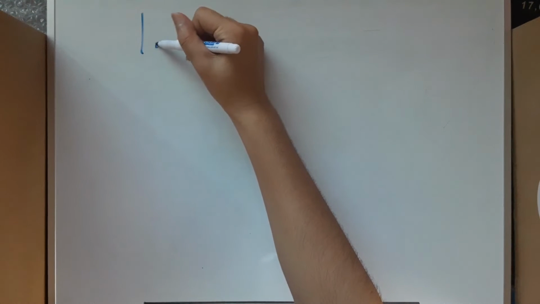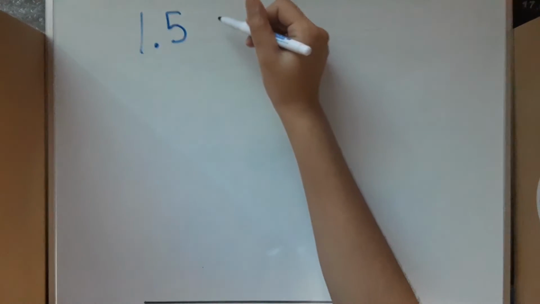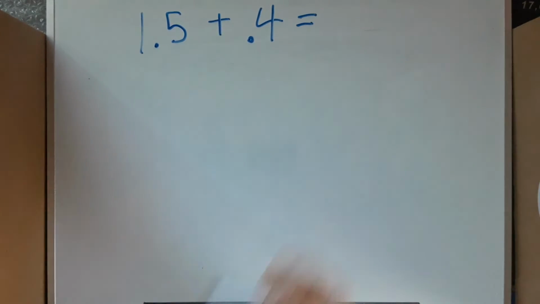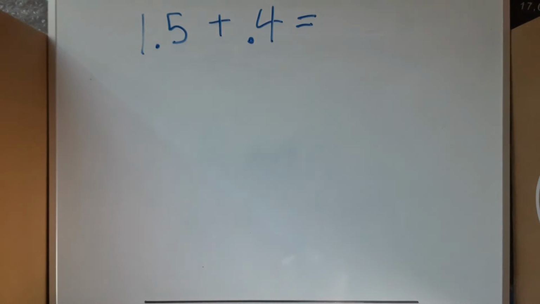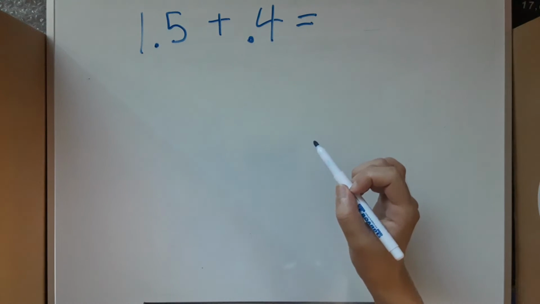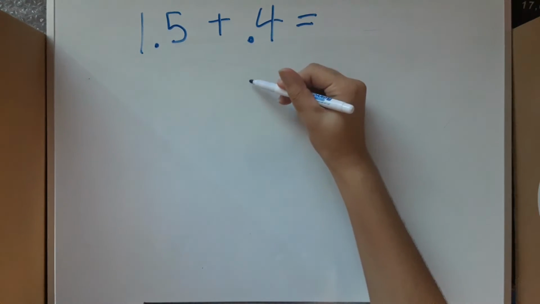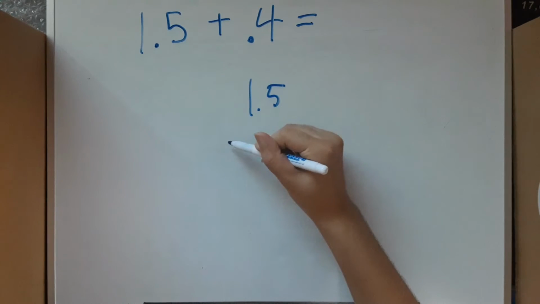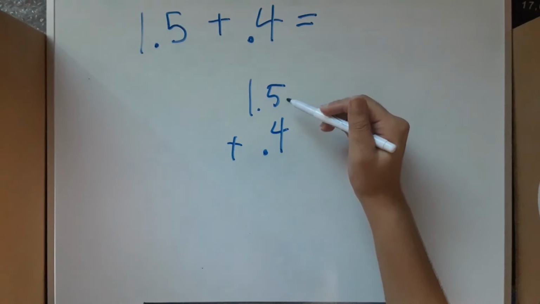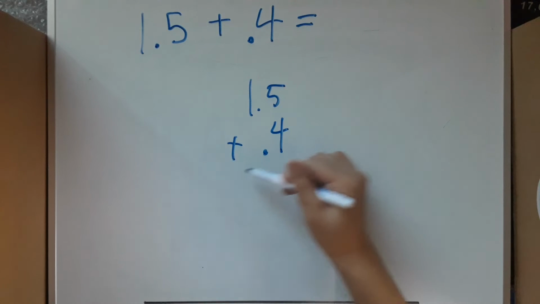Now, what if you have to add numbers that use decimals? Let's say you have 1 and 5/10 plus 4/10. To add these numbers, you have to line up the decimals so that you know what is being added to what. Let's write this out in a vertical way. So we have 1.5 plus 0.4, or 1 and 5/10 plus 4/10.